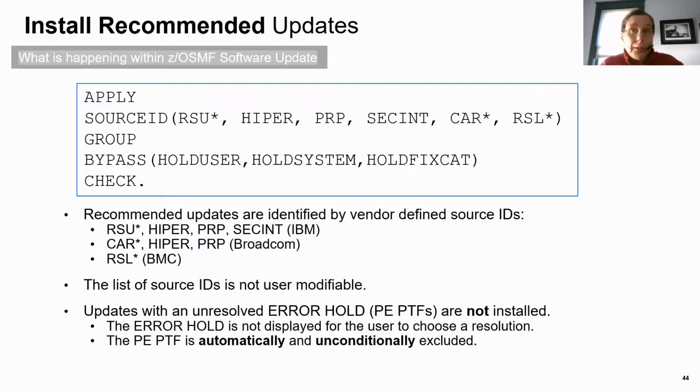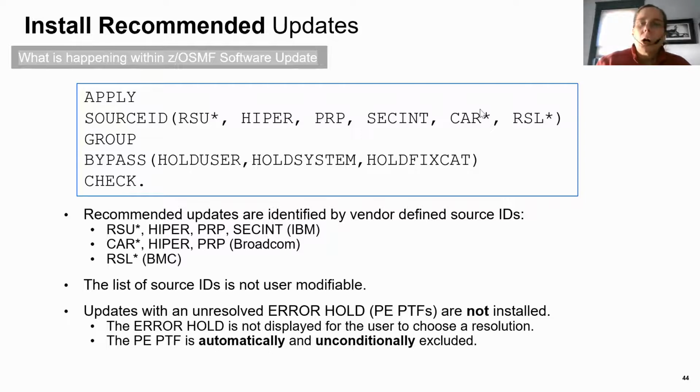On a recommended path, what's happening behind the scenes? Well, we're going to try to do an apply check. And the source ID that we're going to use is RSU, hyper and PRP in second. So these first four are a list of the IBM recommended updates. This is the source ID that IBM uses for the recommended service updates that we provide to you.